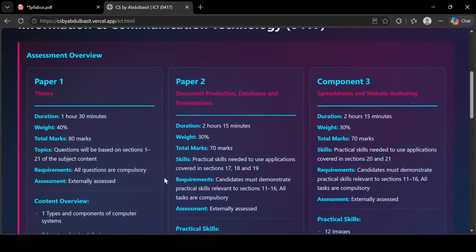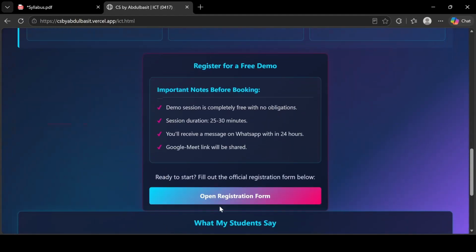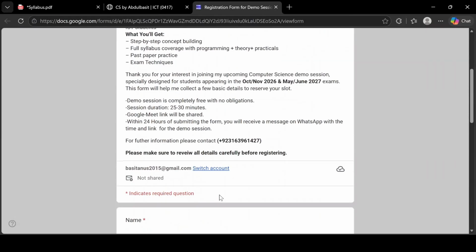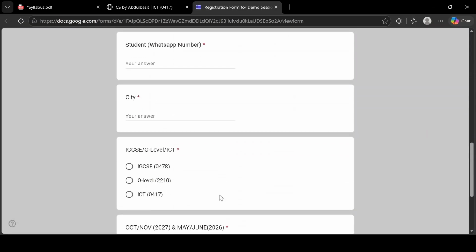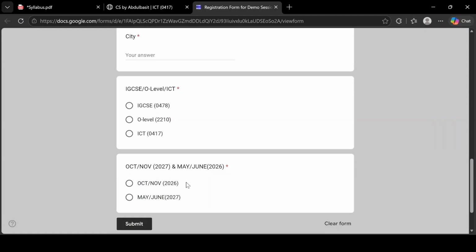Now you will get some information about the particular topic, each paper in detail. And here we have the registration form. You can open that particular form, as it will be opened. Now here is some stuff, the details about the form. You can read them. You have to fill your name, email, student number. Then we have the city, and you can select which syllabus you are preferring, IGCSE, O level, or ICT. And you can select the window you are choosing, October, November, or May, June. And you can register yourself for a free demo.